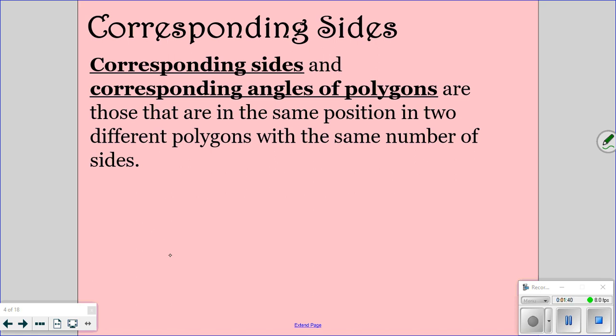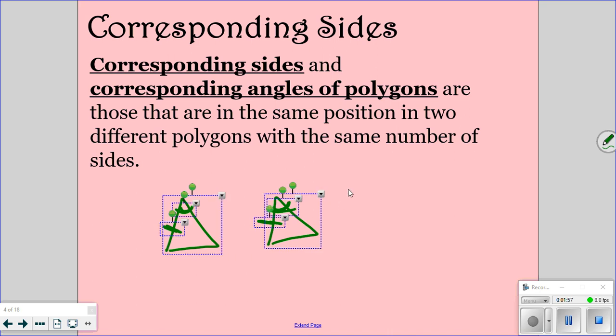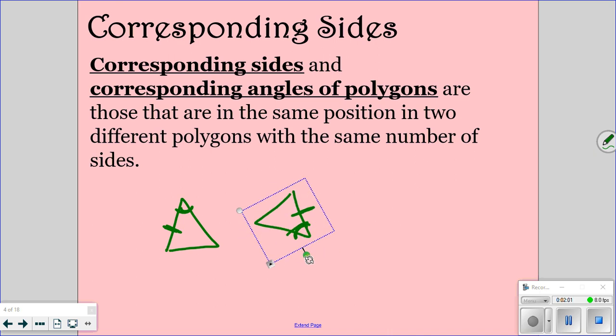So if I have two triangles, this angle here is corresponding to this angle. This side is corresponding to this side. Even if I take this one and I turn it, this angle is still corresponding to this one, and this side is still corresponding to this side.